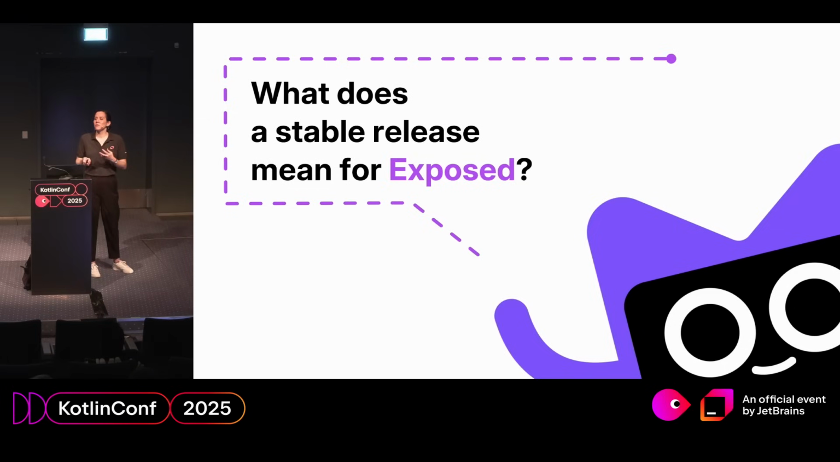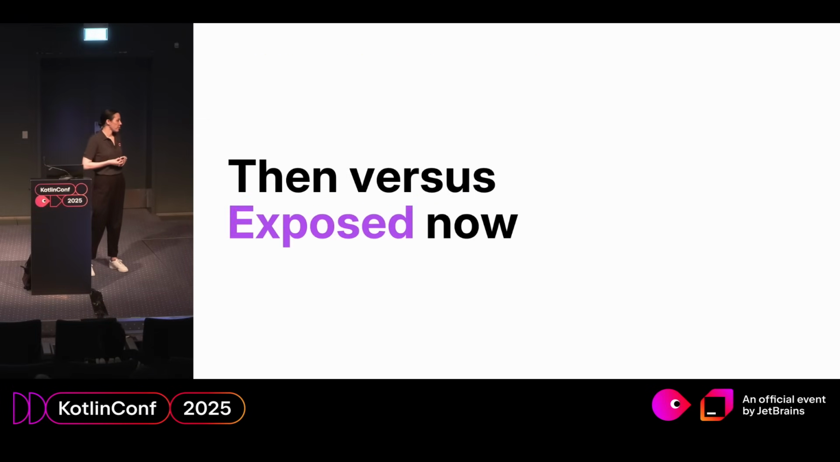So with everything that we've seen with Exposed, why is a stable release different for the library?